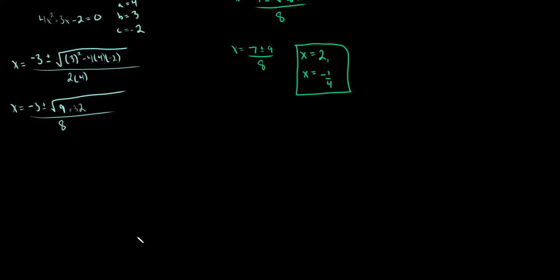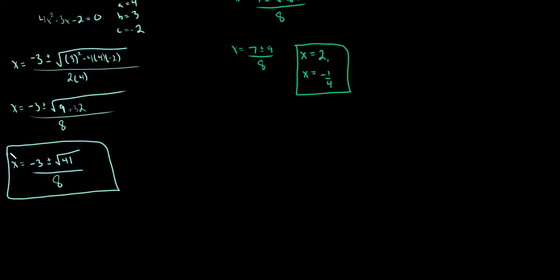And now I got to keep simplifying. This is going to become x equals negative 3 plus or minus the square root of 41 over 8. And we got to see if we can simplify the square root of 41, and we can't. So that's actually going to be our final answer, okay?